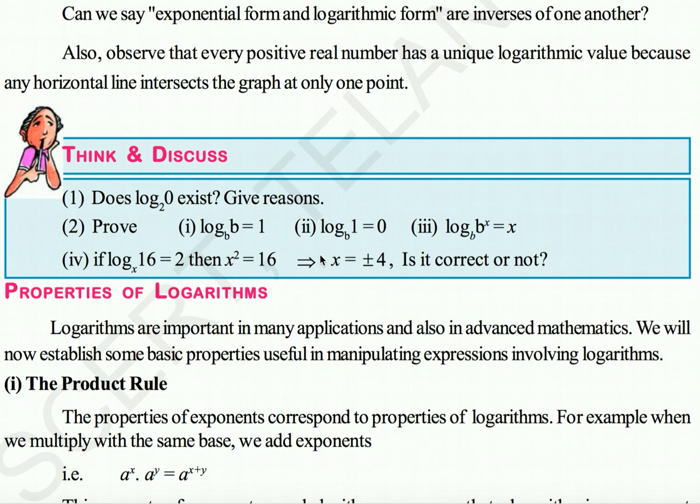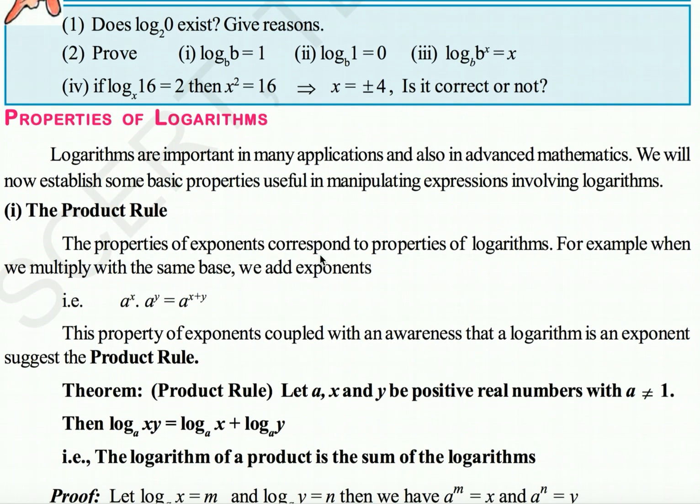Log b base b is 1. And log 1 base b is 0, right? Log b power x base b equal to x. If log 16 base x equal to 2, then x square equal to 16. So x equal to plus or minus 4. Is it correct or not? No, in logarithm you won't get negative values, so you have to consider only plus 4.